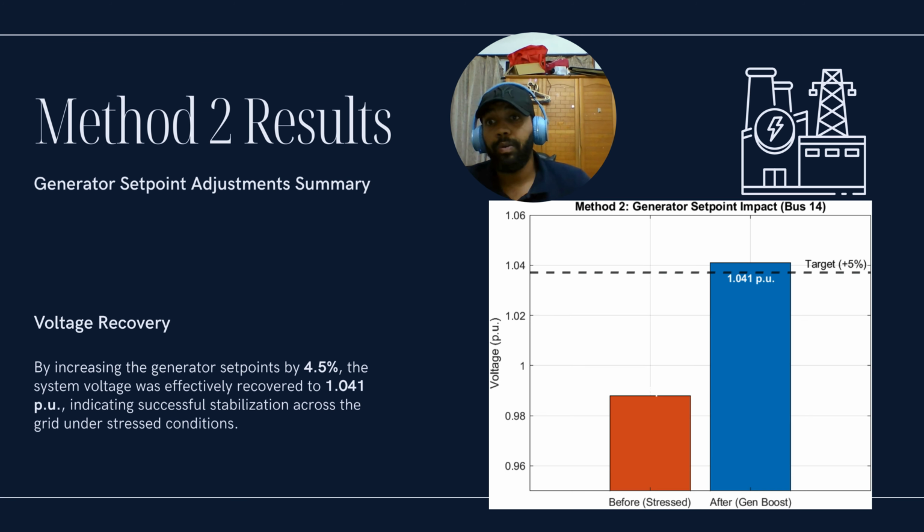For method 2, which is changing the generator set points, through iterative simulation we determined that we only need to increase the set points by 4.5% to get an increase of 5% or more at the voltage of the bus. But the difference is that this improvement actually happens system-wide, as we will see in the next section, which is the comparison between the two methods.